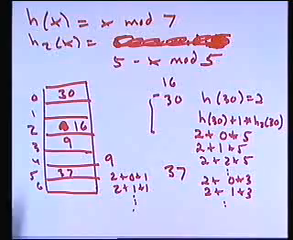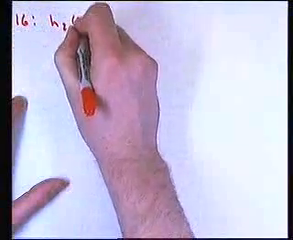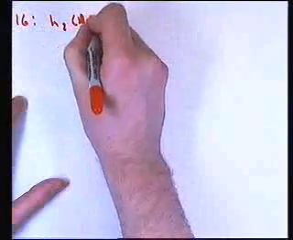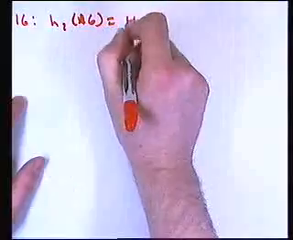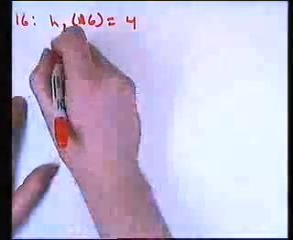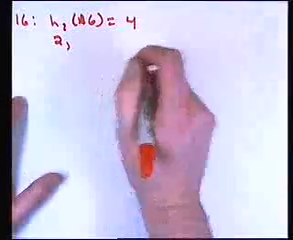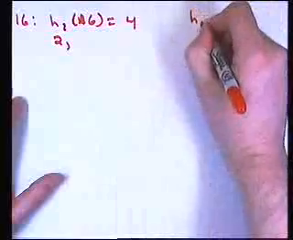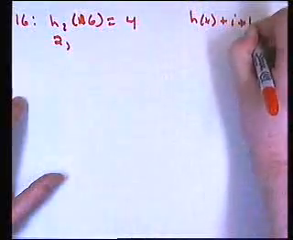And we can, if we want to inspect this a little bit closer, check out the probing sequences. For 16, we said H2 of 16 was equal to 4, because 16 mod 5 is 1, 5 minus 1 is 4. So the probing sequence would have been 2, that's 2 plus 0 times 4. Remember, the formula here is always h of x plus i times h2 of x.